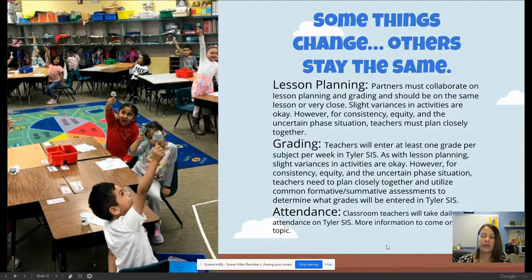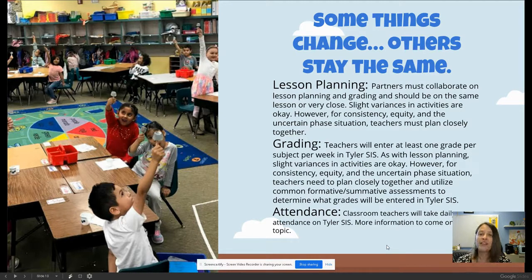Lesson planning. Partners must collaborate on lesson planning and grading and should be on the same lesson or very close. Slight variances in activities are okay. However, for consistency, equity, and the uncertain phase situation, teachers must plan closely together. Grading. Teachers will enter at least 1 grade per subject per week in Tyler SIS. This is not new. As with lesson planning, slight variances in activities are okay.